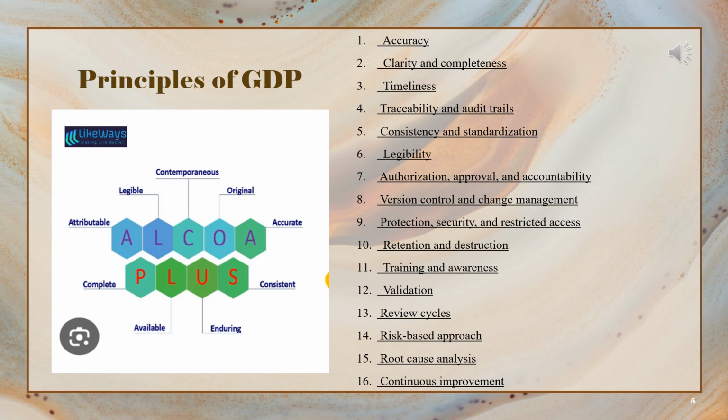And next is root cause analysis. By conducting a root cause analysis, you can address the underlying causes of documentation problems rather than just treating the symptoms. And next is the last one, continuous improvement. You should identify and implement improvements to your documentation process over time to maintain ongoing compliance. So these are the 16 principles of GDP.